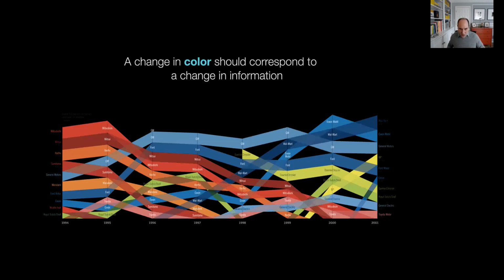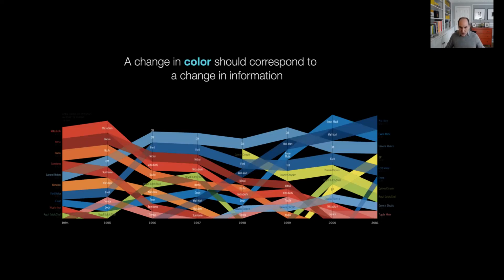So a change in color ideally should correspond to a change in information or type of information. For example, that's a nice chart ranking the largest companies in the world through several years. What you can see here is the use of color applied in a smart way. Red bands are Japanese companies, blue bands are American companies, and green are European.